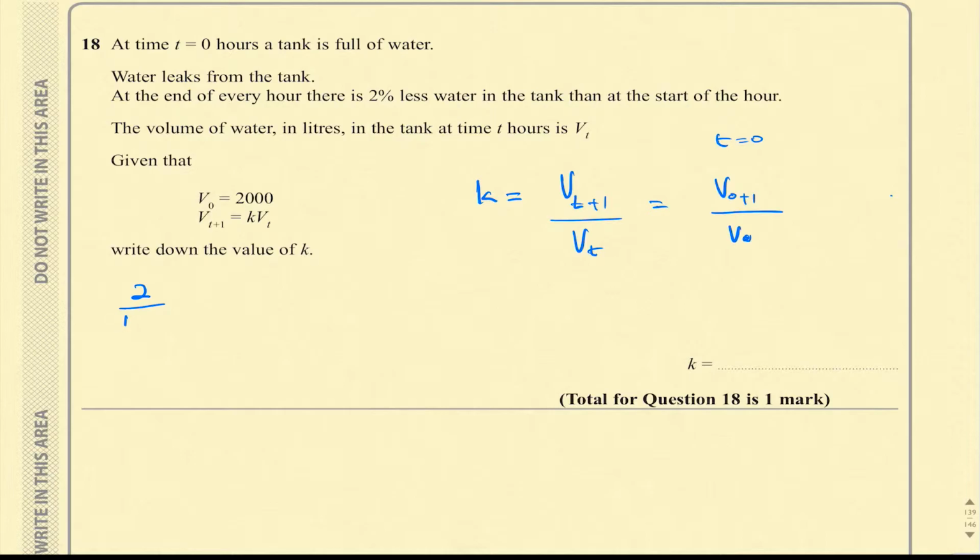2% is 2 over 100, which is 0.02. So we're going to have 2000 times 0.98, because instead of multiplying by 1, it's less by 2%. So you take away 0.02 from 1, and that gives us 0.98. We divide it by V0. V0 is 2000. 2000 cancels 2000, and we get 0.98 for k. So k is 0.98.